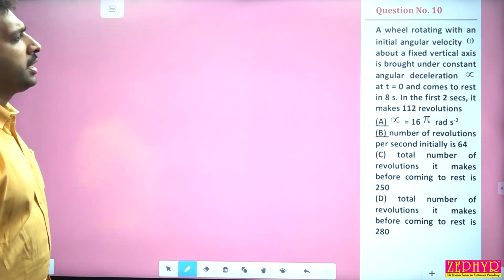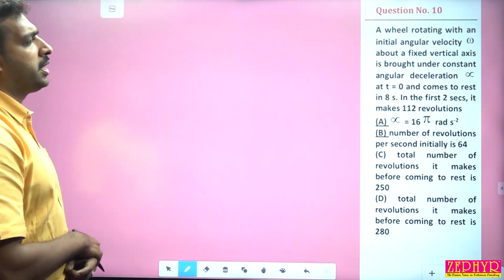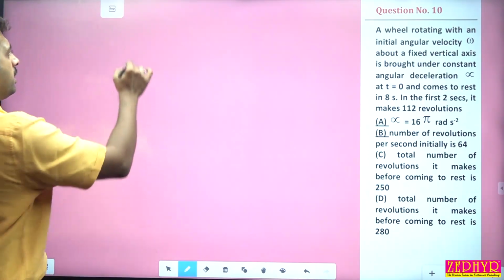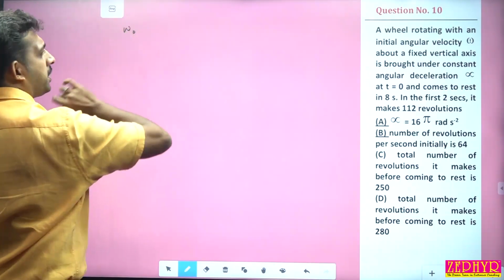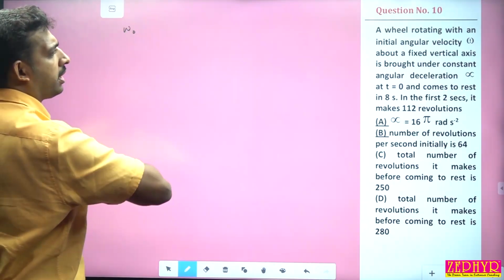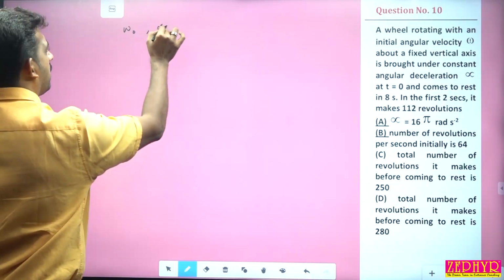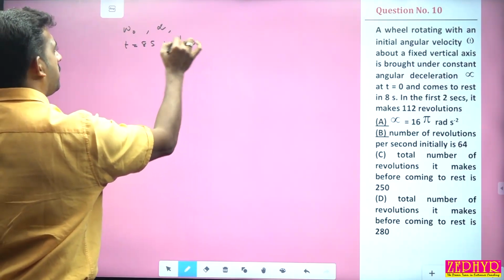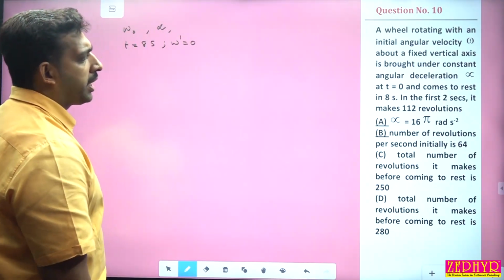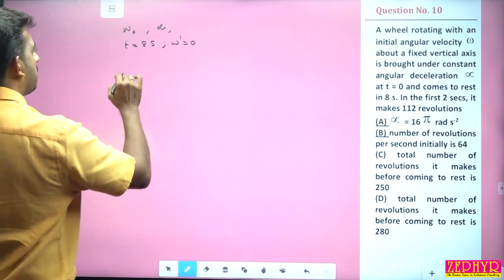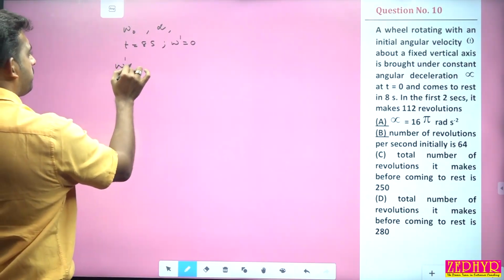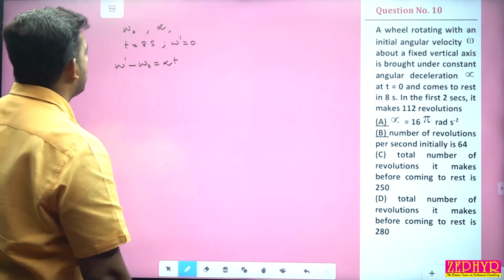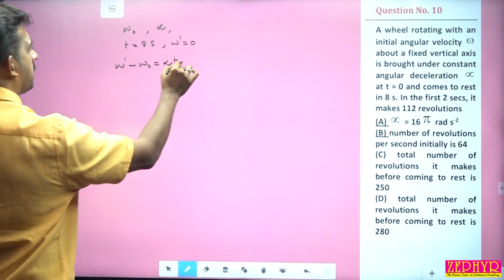A wheel rotating with an initial angular velocity omega about a fixed vertical axis is brought under constant angular deceleration alpha at time t equal to 0 and comes to rest in 8 seconds. So initial angular velocity we'll take as omega naught, and angular deceleration is alpha, and in t equal to 8 seconds it is coming to rest. So omega dash, the final angular velocity, will be equal to 0. The first 2 seconds it makes 112 revolutions. So first we will write an equation for this. Omega dash minus omega naught is equal to alpha into t. So that is equation number 1.